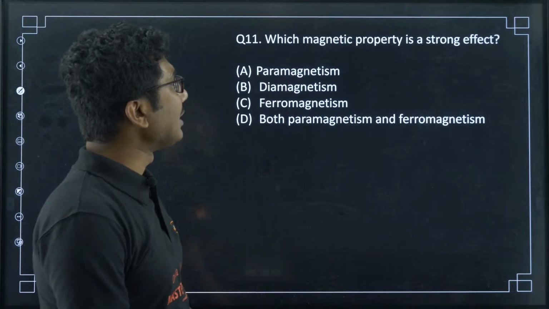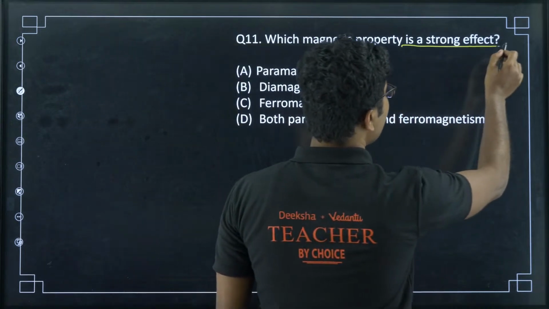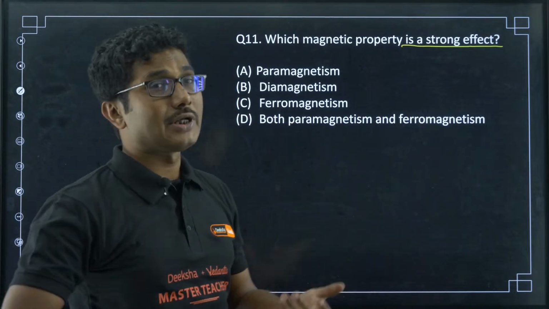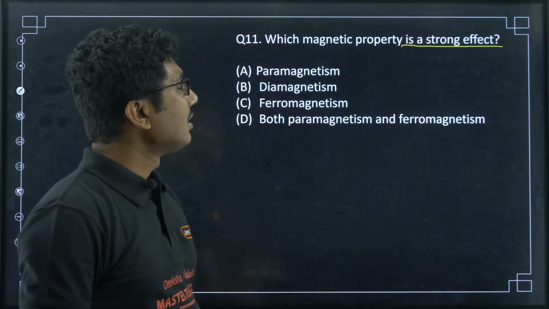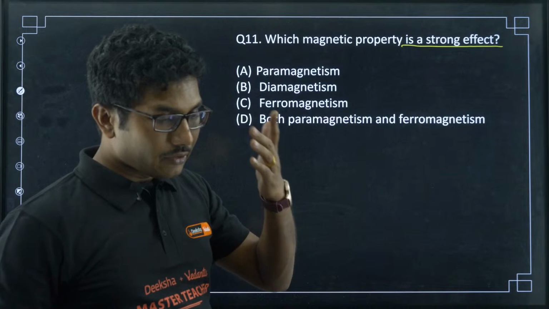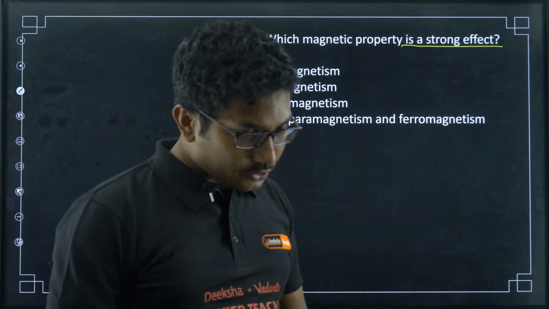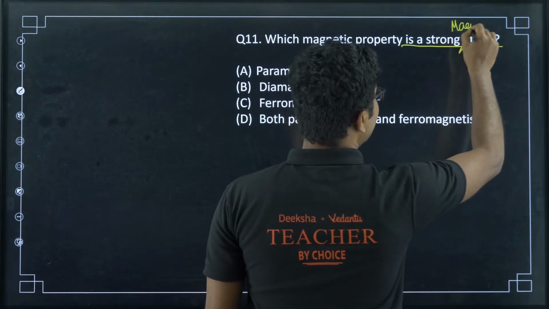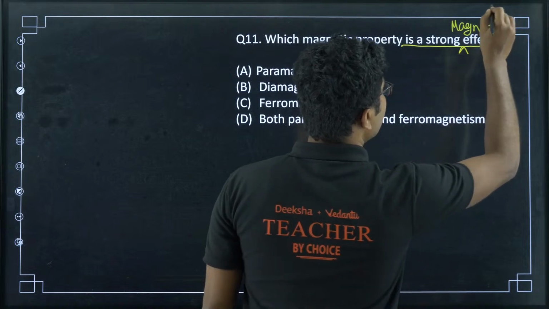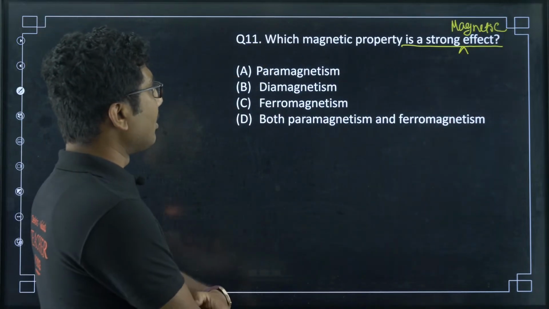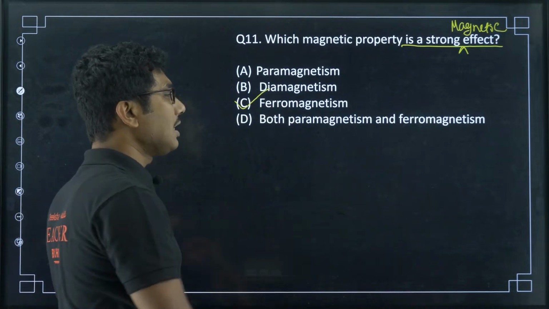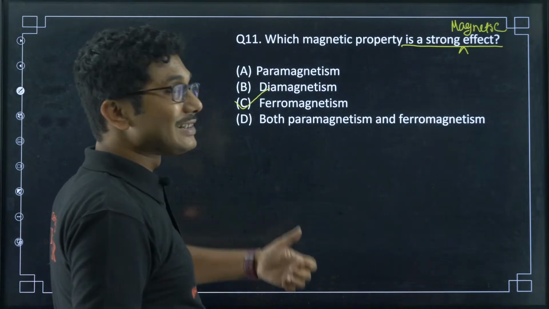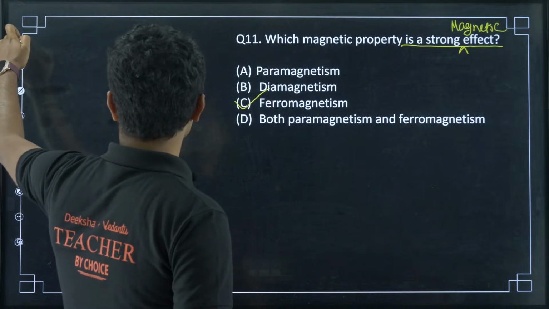Now, which of the magnetic property is a strong effect? I don't understand this question. What is the meaning of strong effect? Strong effect, in my opinion, ferromagnetic can be a strong effect. Okay, it can become a strong magnet. But what is the meaning of strong effect? Many are saying a strong magnetic effect. Okay, strong magnetic effect. Yes, then it makes sense. Which of the magnetic property is a strong magnetic effect? Ferromagnetism is the strong magnetic effect. It has the capability of concentrating all the magnetic field inside it. So that is why it can show strong magnetic effect.